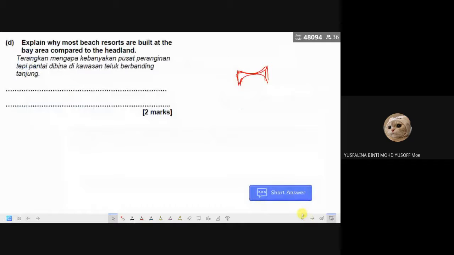So it says here, explain why most beach resorts are built at the bay area compared to the headland. I already drew it. Usually at the bay area, the shape is like this, right? So this is concave. Concave, you already know. When we discussed this question just now, it diverges, right? Diverge means it will spread out the energy of the wave.